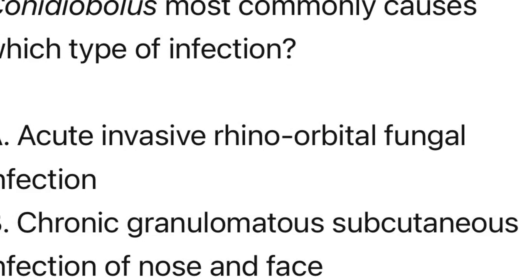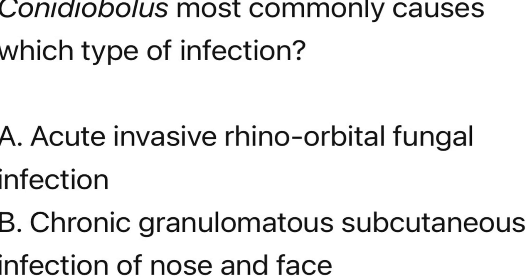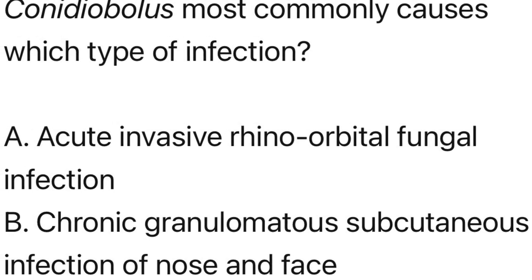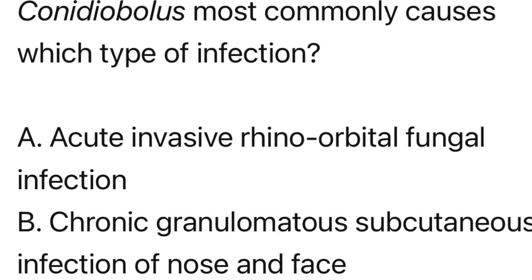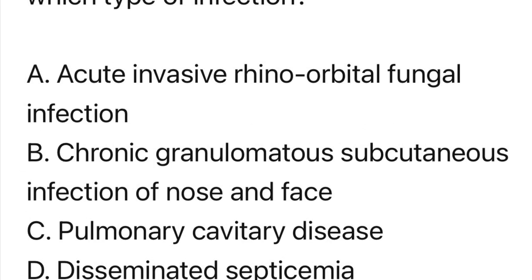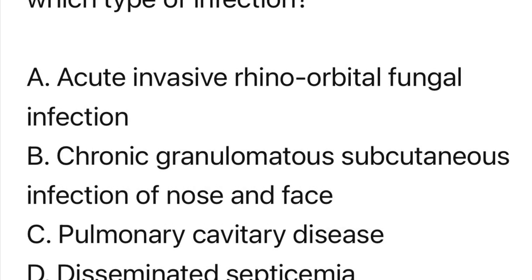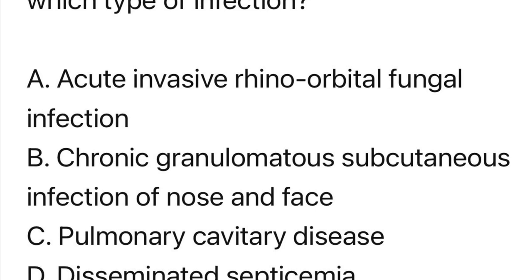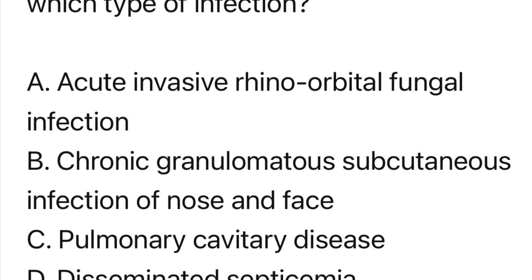Conidiobolus most commonly causes which type of infection? Options are A. Acute invasive rhino-orbital fungal infection. B. Chronic granulomatous subcutaneous infection of nose and face. C. Pulmonary cavitary disease. D. Disseminated septicemia. The answer to this question is B. Chronic granulomatous subcutaneous infection of the nose and face.